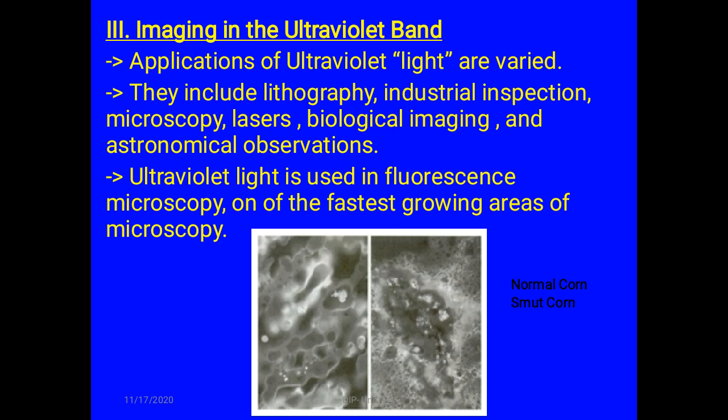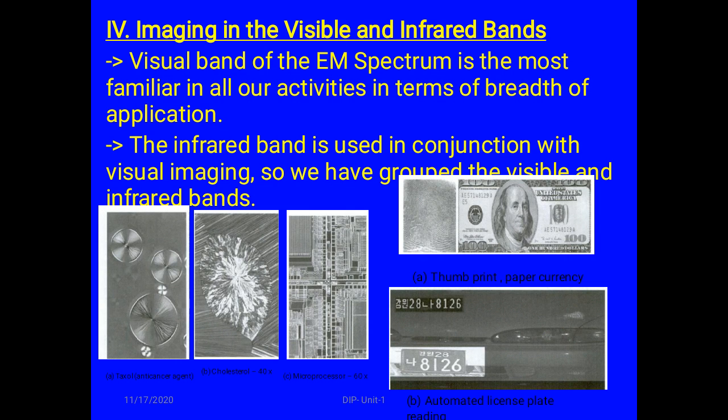Next, imaging in the ultraviolet band. Applications of ultraviolet light are varied. They include lithography, industrial inspection, microscopy, lasers, and biological imaging. These are all uses of the ultraviolet band. So, fourth one, imaging in the visible and infrared bands.